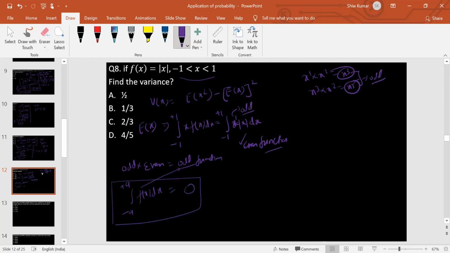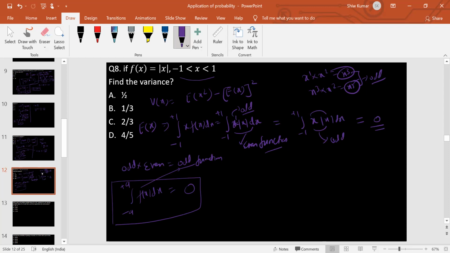So since we got it here, this whole function is from -1 to +1, and this x into mod of x dx, we know it's an odd function. Odd function means the overall integration value will be 0. The expectation I got here is 0.